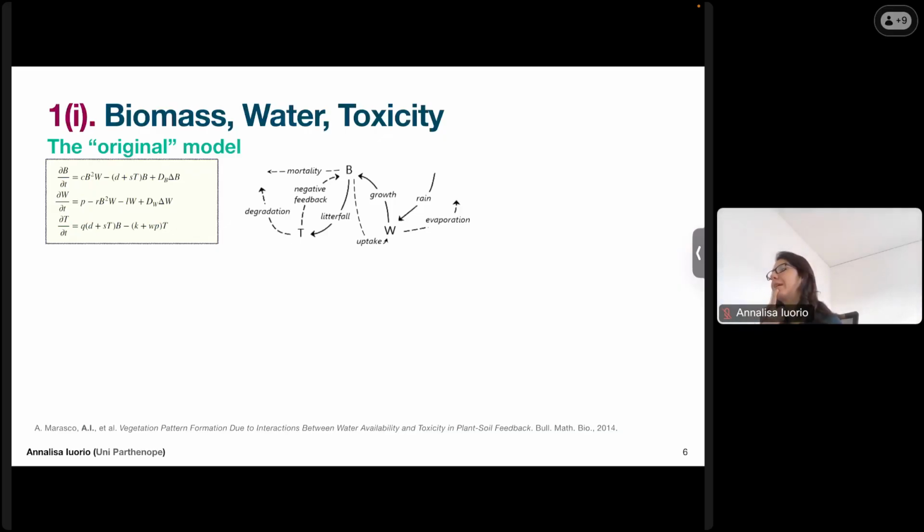We assume that the toxicity has a negative impact on the species that is producing it.